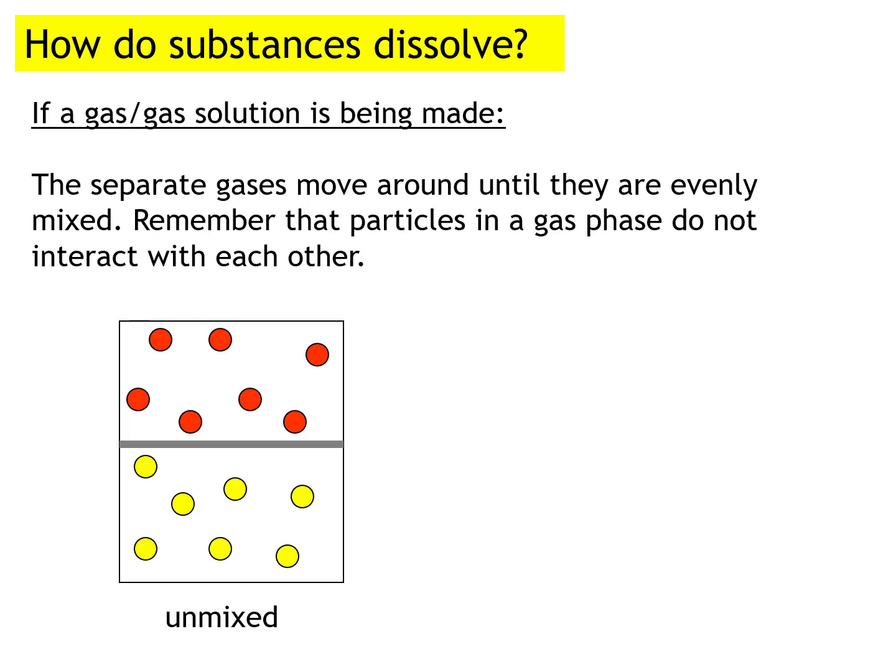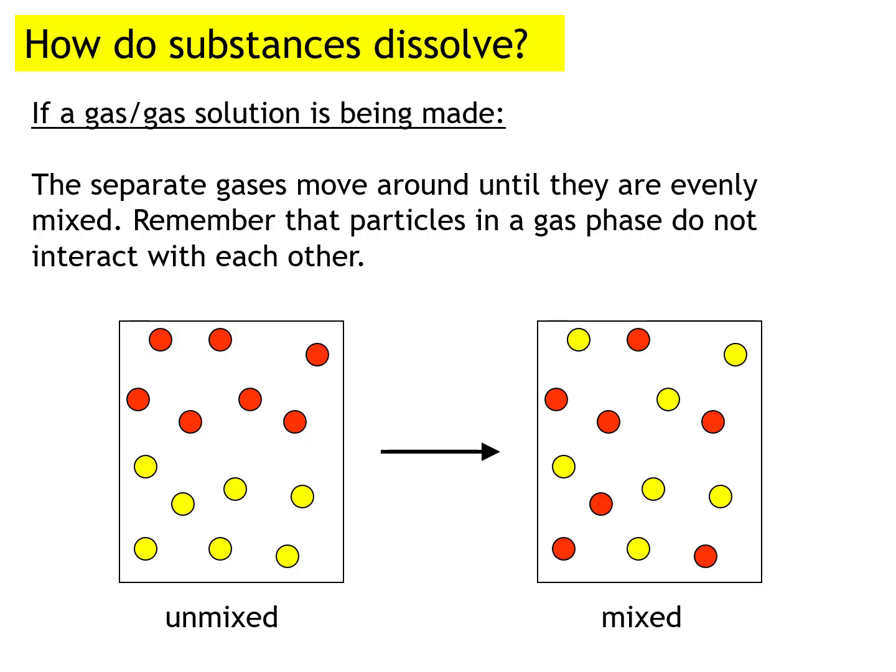How a solution forms depends on the physical state of the solute and the solvent. This image shows a container initially containing two gases separated by a barrier. When the barrier is removed, the random motion of the gas particles causes the two different types of gases to become uniformly mixed in the container.